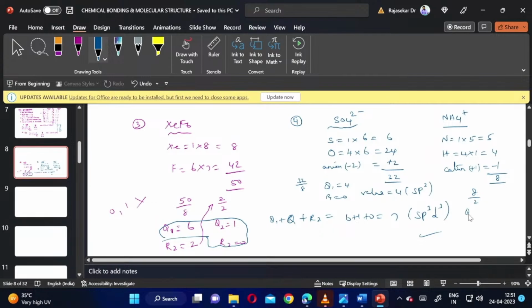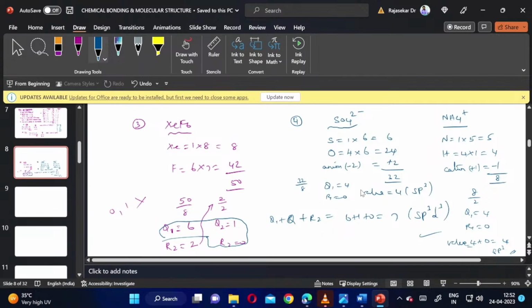8 by 2. So what's the quotient? Quotient 4. Remainder 0. So the value is equal to 4 plus 0, which is equal to 4. 4 means what? sp3 hybridization. Are you following? Simple. Okay. So for molecules, we can find out what kind of hybridization they have. Understood? That's all.